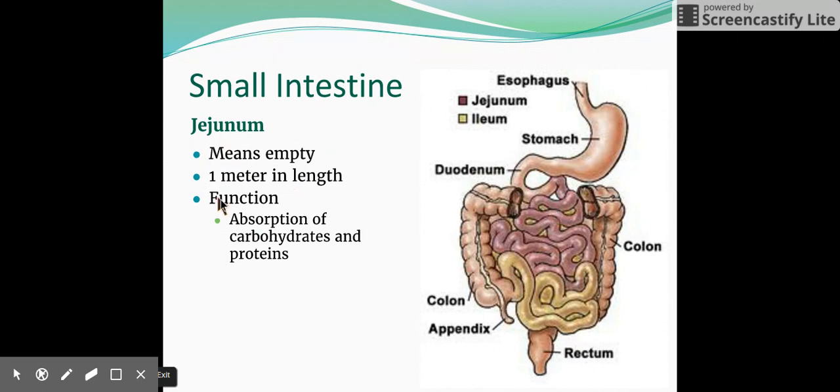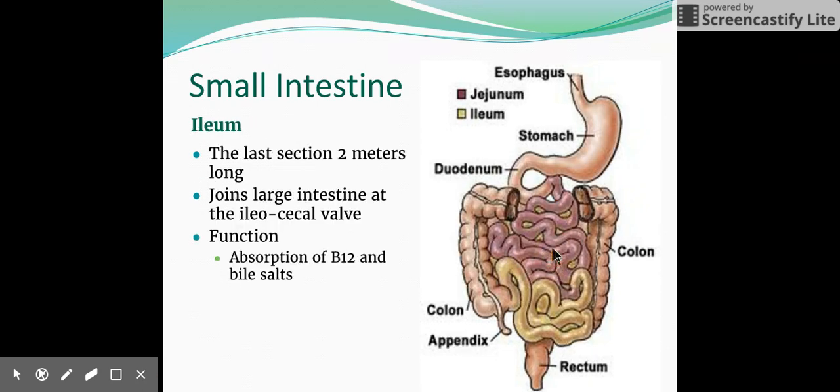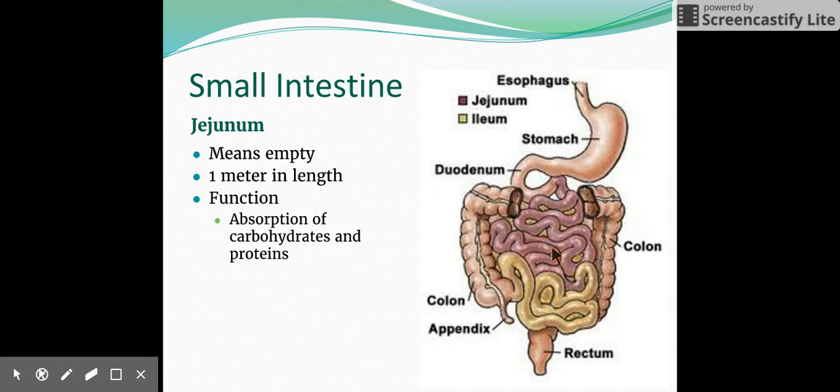And then we have the jejunum. Jejunum means empty. That's what the Greek stands for. And when you cut into the jejunum, it will actually be empty. Its function is to absorb carbohydrates and proteins. And there's a whole membranous structure back behind here called the mesentery that's responsible for doing that.